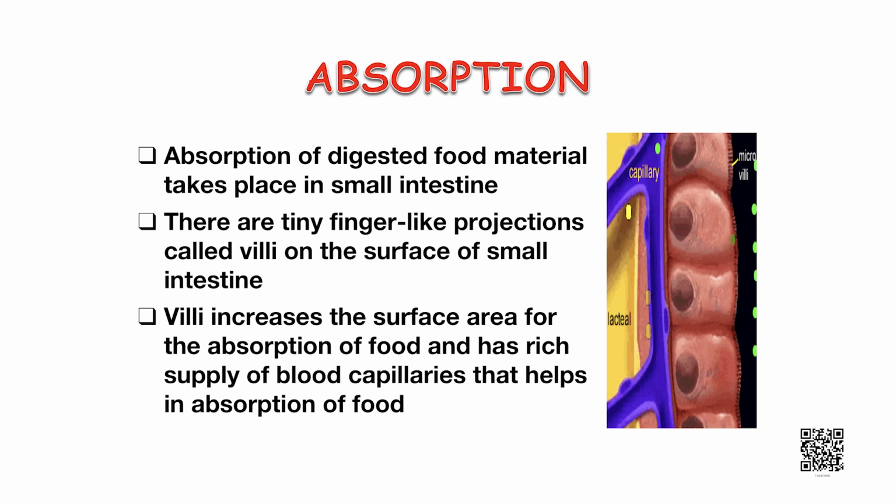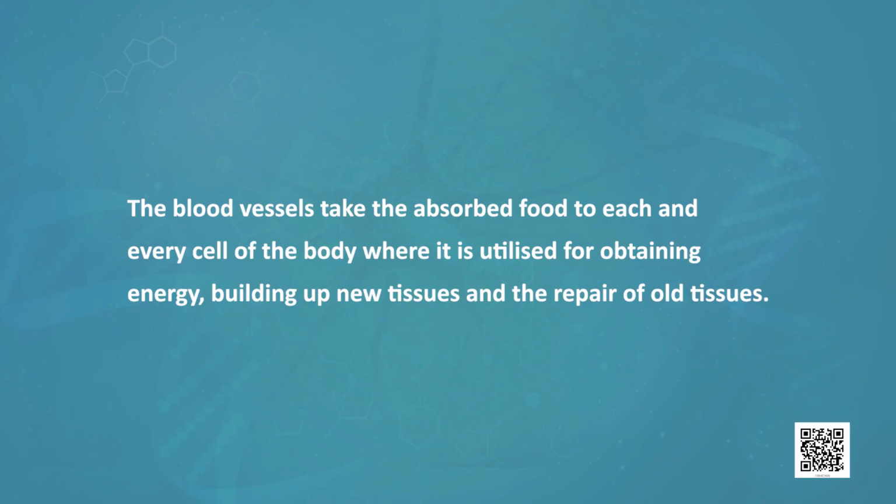The inner lining of the small intestine has numerous finger-like projections called villi. Villi increase the surface area for absorption and they are richly supplied with blood vessels. The blood vessels take the absorbed food to each and every cell of the body, where it is utilized for obtaining energy, building up new tissues and the repair of old tissues.